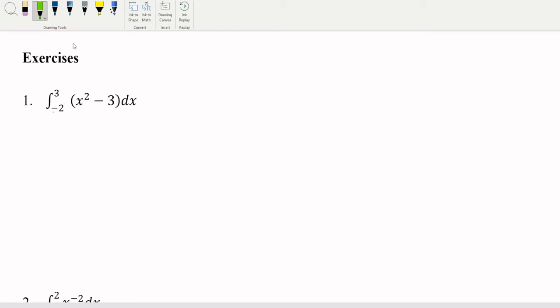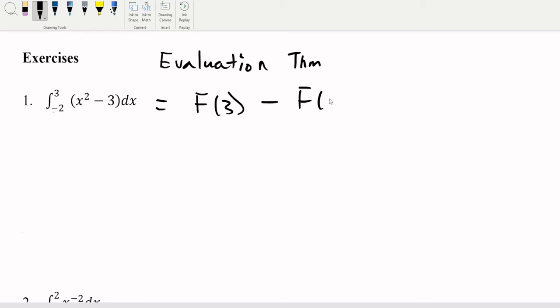So the evaluation theorem, let's write that down. The evaluation theorem, what does that say? It says this should be equal to big F of 3 minus big F of -2. What's big F? It's the antiderivative of this. Okay, so we just have to find the antiderivative of this. Using our rules, what's the antiderivative of x squared? So we'll break this up into pieces like we did in 4.8. So let's start here. The antiderivative of x squared.